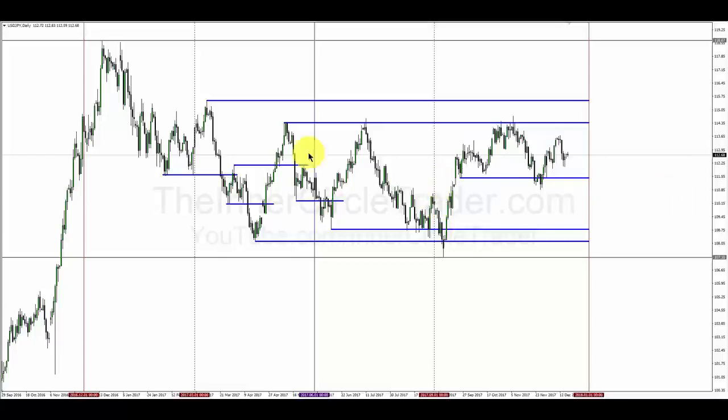Make a notation on your chart. This high here and this high here. Yes, we went above a little bit and rejected, but these are relatively equal highs. So price could come back through that again, and it does. But notice it leaves this high intact. So this is an untapped area of liquidity.